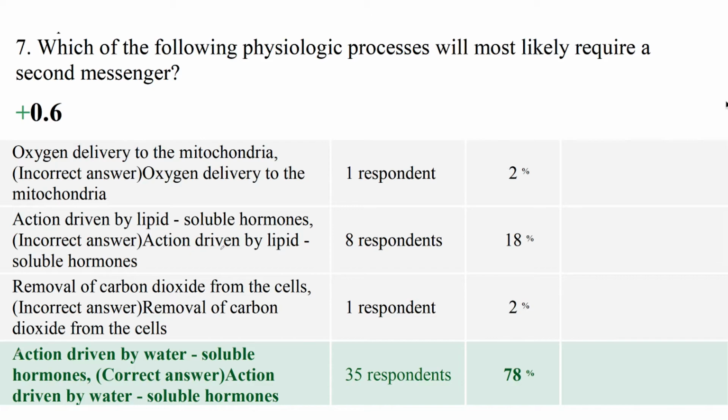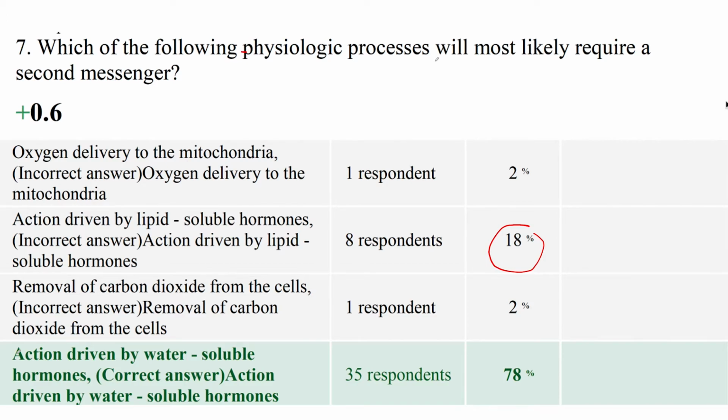Well, let's take a look at the answer given by the more frequent group of students. 8 students chose, most likely require a second messenger, action driven by lipid soluble hormones. Well, this is a question that is simple. Okay, water soluble hormones cannot pass through the cell membrane freely. Lipid soluble hormones pass freely. So they don't need a second messenger.